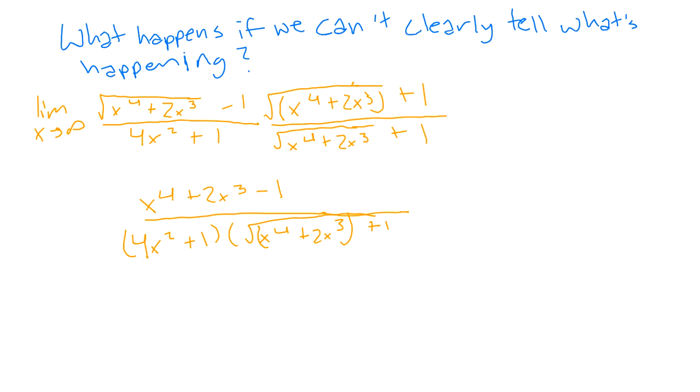Once again, we can see that our highest power is going to be this x to the fourth up here. So we can divide everything that we have by x to the fourth. So now we're going to be left with 1 plus 2 over x minus 1 over x to the fourth.